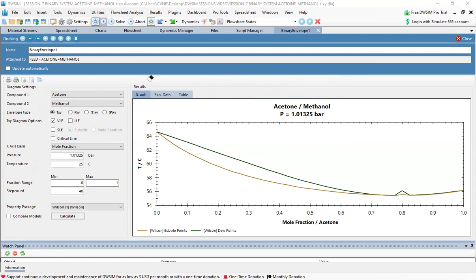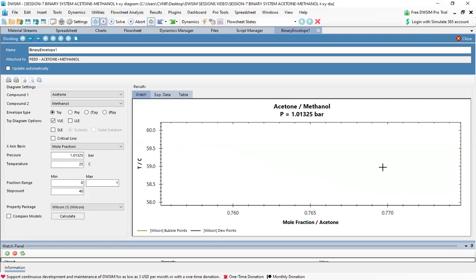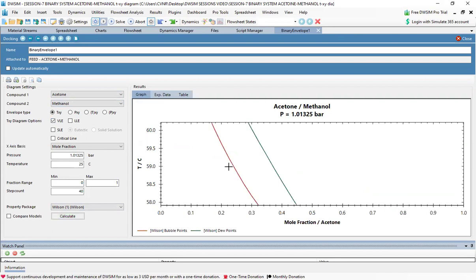The TXY diagram, something is shown here. Okay. There is an azeotrope here. We can see here, it is actually overlapping here and then forming. So if I increase this, oh, yeah. Okay. Let me plot it again, so that, yeah.